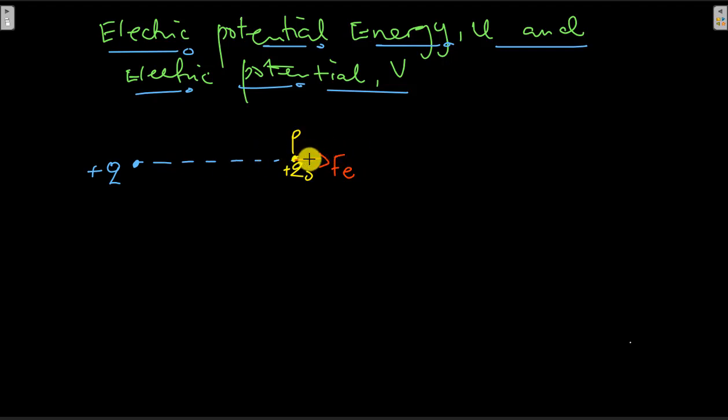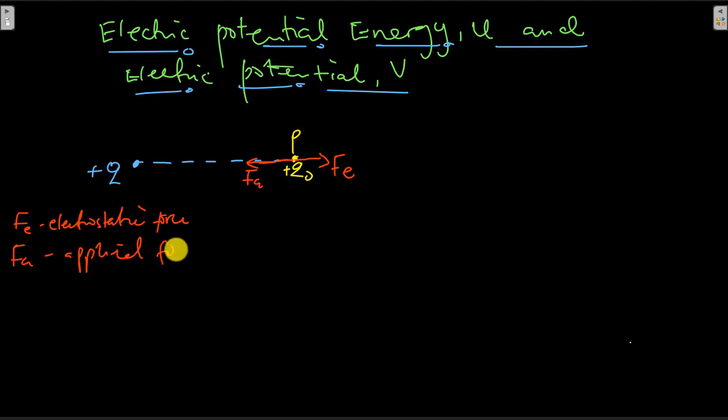And so we have to do work against the electric field created by Q in order to bring this charge Q0 from infinity to place it at this point P in the electric field. We have to do some work, and in doing that work we have to apply some force. Let's call that Fa. Fe is the electrostatic force between the two charges, while Fa is the applied force, the force that we apply in order to bring the test charge Q0 from infinity to this point.